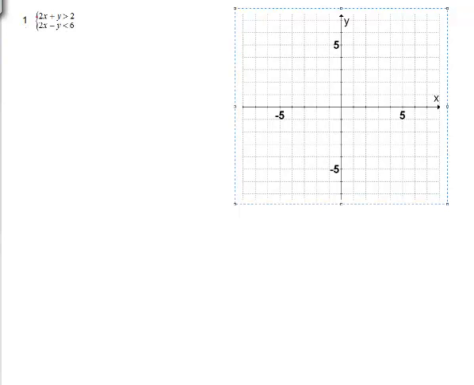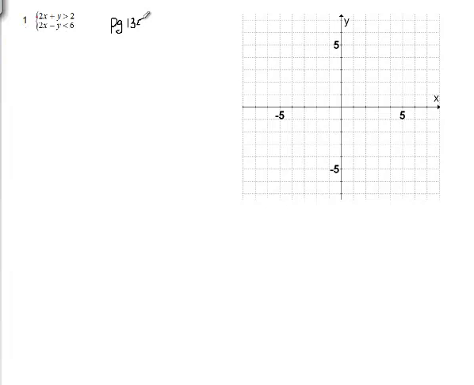Good day, students. Today we're going to look at the solution to number 1 on page 135 of your booklet. That's book 1, chapter 2, page 135. It's in practice 5. And in this one we're asked to solve a system of linear inequalities by graphing.